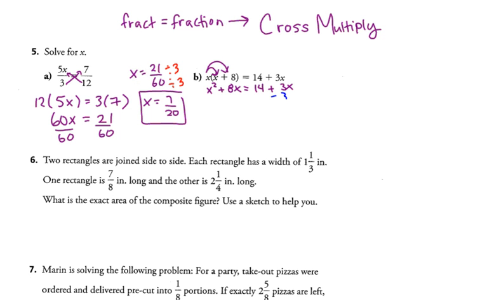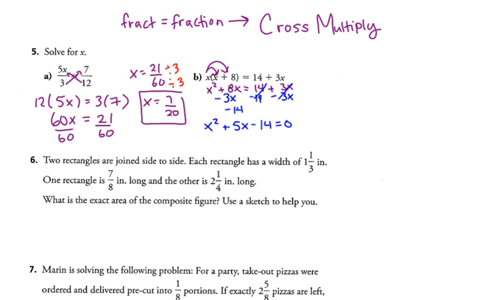So how do we move these? We have to subtract the 3x, and then we're going to subtract the 14 over as well. That will cancel these guys out. So we're left with x squared, 8 minus 3, plus 5, and then we have a minus 14. Okay, now it's a simple trinomial.